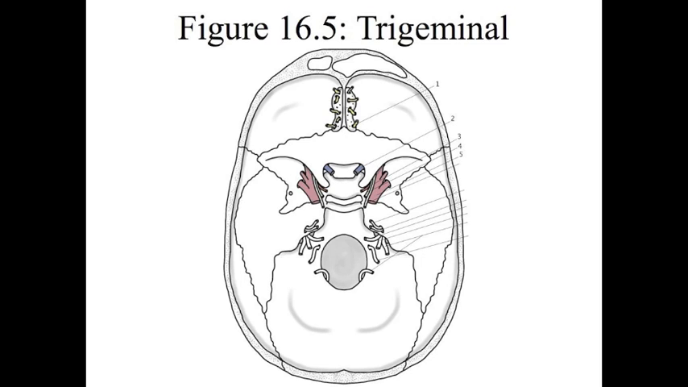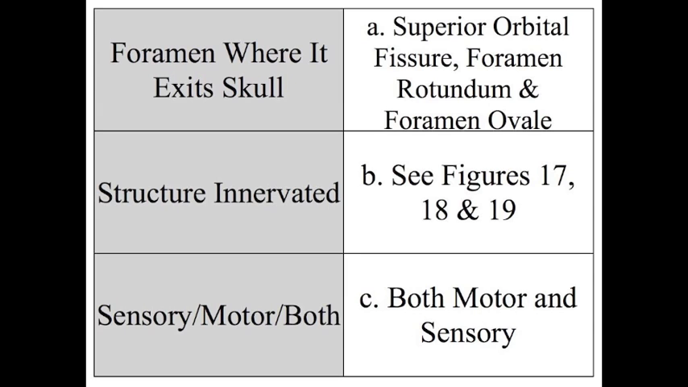Number 5 is the trigeminal nerve. Now this nerve is so complicated that it gets 3 figures all to itself. So some basics. It exits the skull in 3 places. We've heard this before, standing room only, right? Superior orbital fissure, foramen rotundum, and foramen ovale. Standing room only. Those are the 3 places where it exits the skull. For the innervations, I am going to refer you to figure 17, figure 18, and figure 19 to get all of the details. And because it does motor and sensory, it is a both nerve.